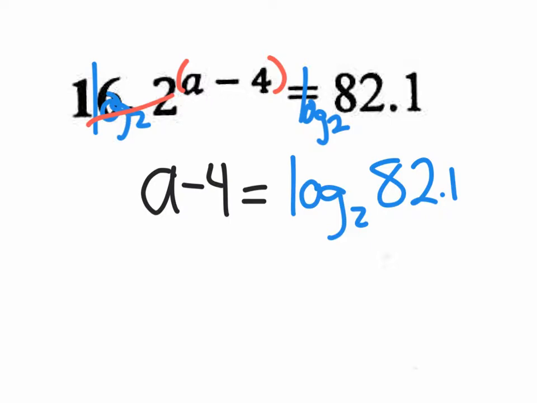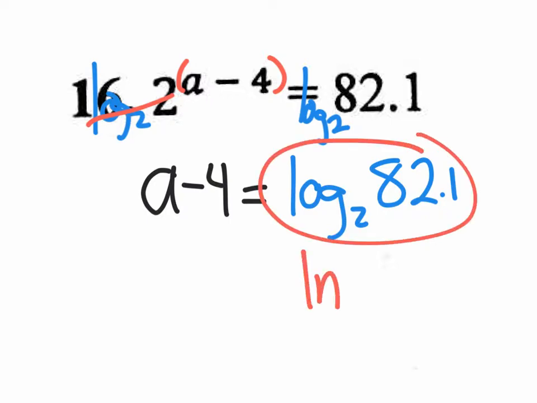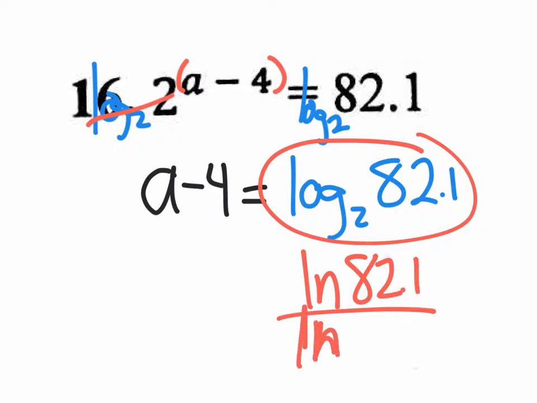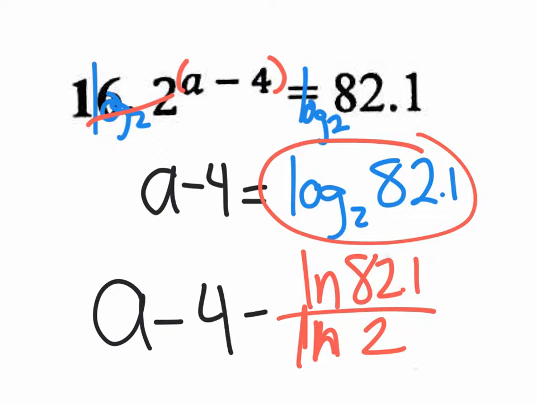You have to change the base because it doesn't do base 2. It only has a common log button or an LN button. So this right here, you could change it to LN of 82.1 divided by LN of 2. And, of course, you'd still have the minus 4 right in front. So you'd have to add 4 to get rid of the 4 and then add 4 at the very end.